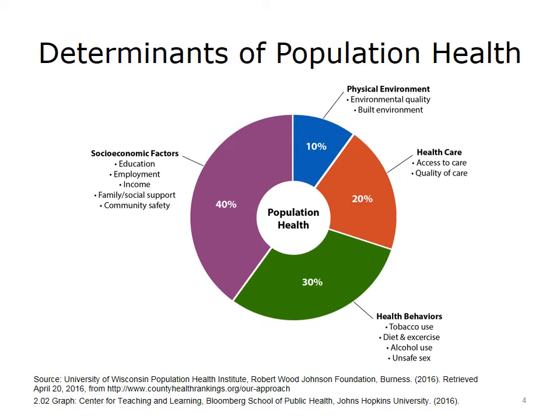Medical care, or the access to good medical care, is really a relatively small piece of what makes a person healthy, while healthy behaviors and socioeconomic factors comprise 70% of what makes a person healthy. This shows the importance of behavior, such as tobacco, exercise, alcohol, and safe sex. In terms of socioeconomic factors, study after study shows that people who are employed, have more education, higher incomes, more social supports, live in a safe community, and breathe clean air are healthier.